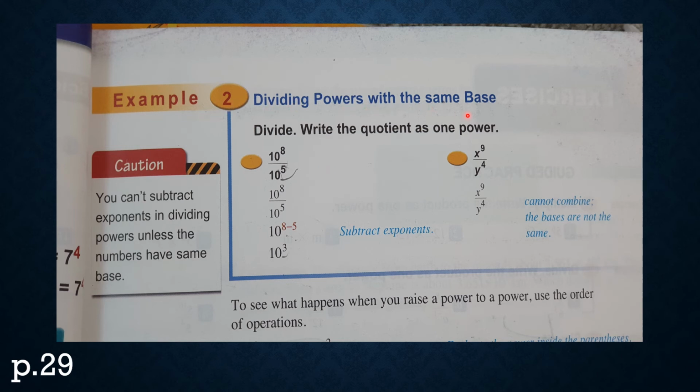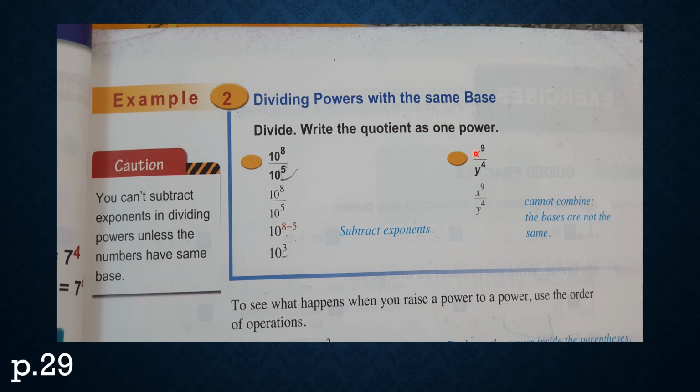If we have the same base and we divide, write the quotient as one power. So here is the question: divide, write the quotient as one power. So move the denominator to the upper, it became a -5. When you change the positions of numbers or variables, the sign will change. So here it became a -5. 8 minus 5 equals 3. So also subtract exponents, equals 10 power 3.